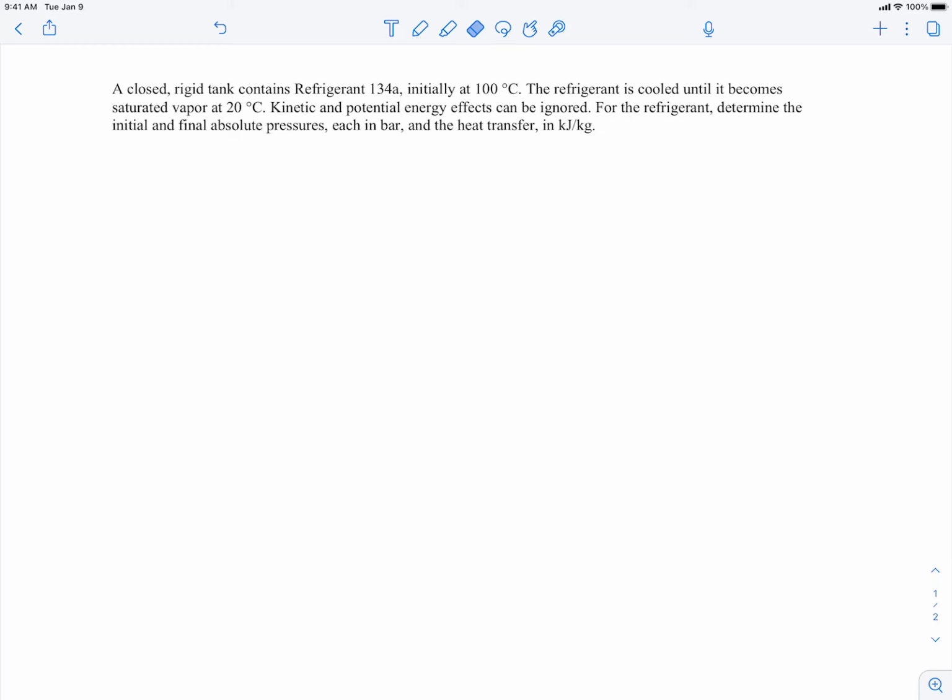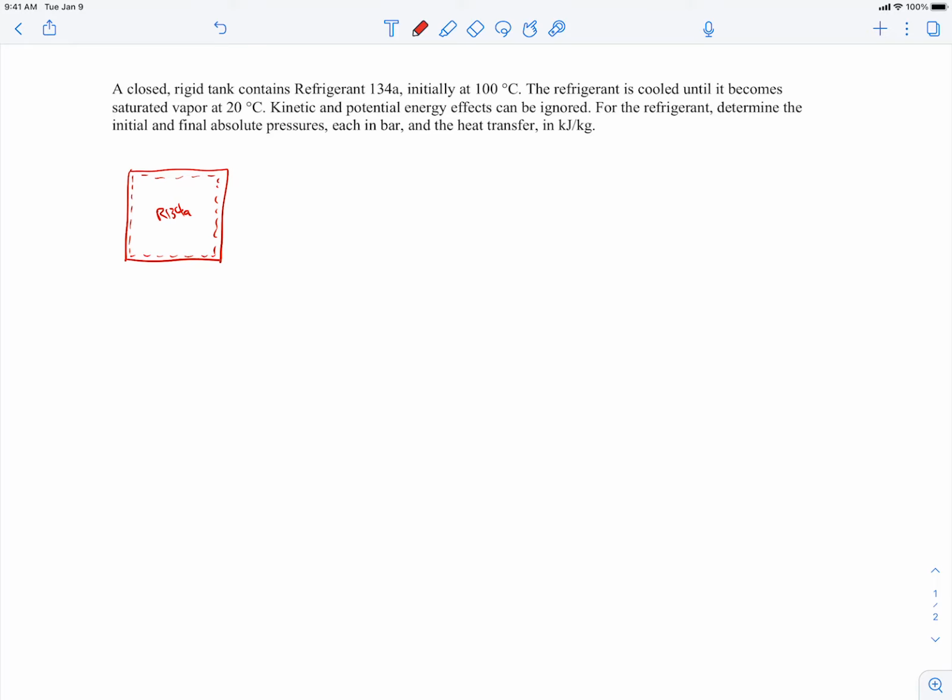So in this example, we're told we have a closed rigid tank containing refrigerant R134A initially at 100 degrees C. Let's go ahead and sketch that out. So here's our closed rigid tank containing the R134A. The R134A is going to be my system. So I'll just draw a little dashed line around it.